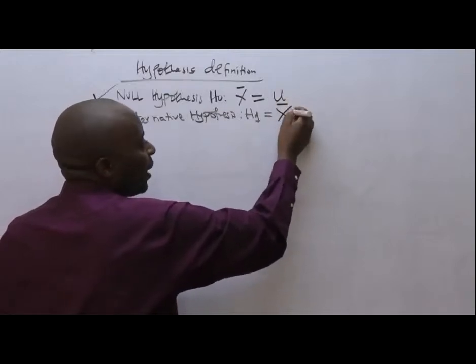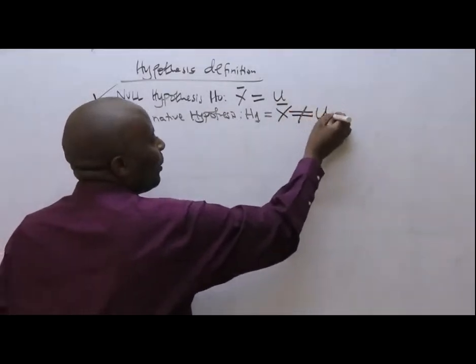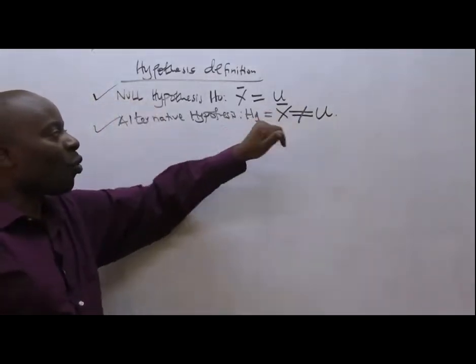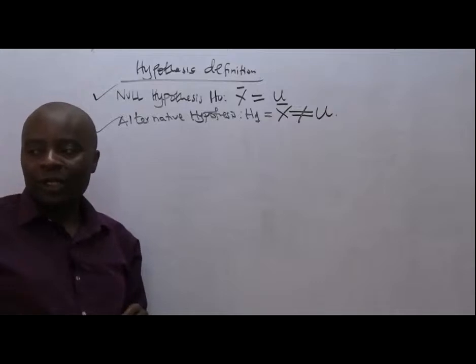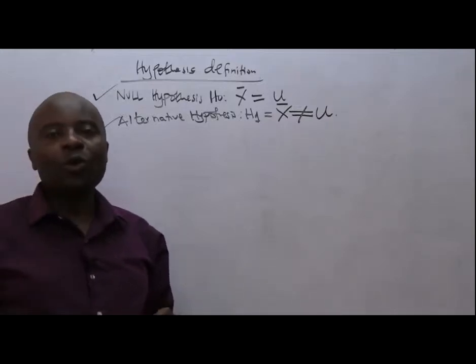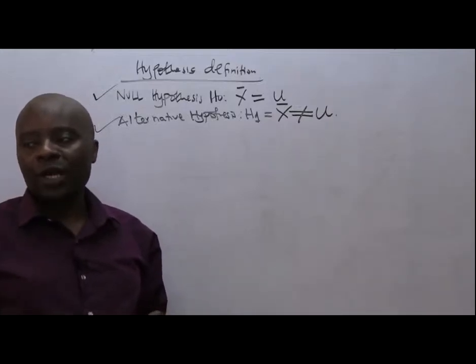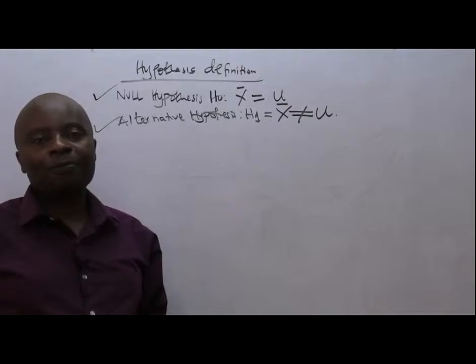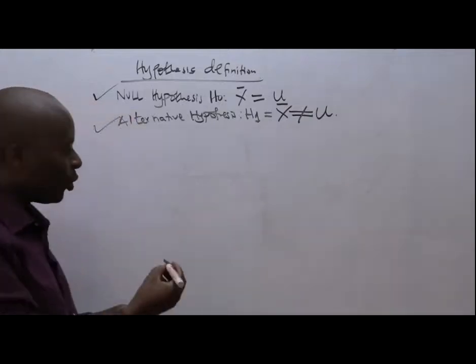the sample mean is not equal to the population mean. When you cross like that, it means not equal. So X bar is not equal to who? X bar is not equal to mu. Great. Now from there, we go to the tool.